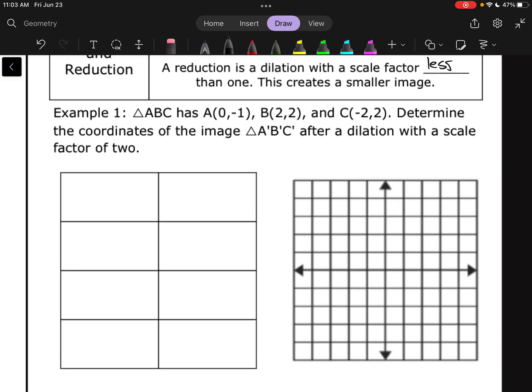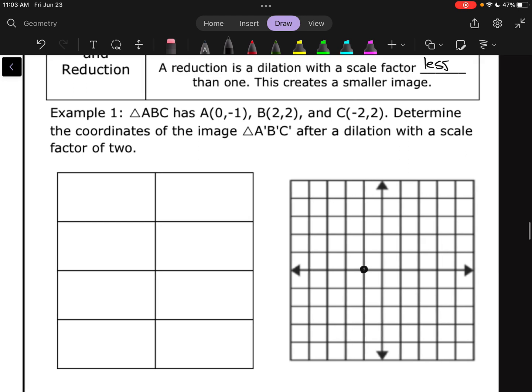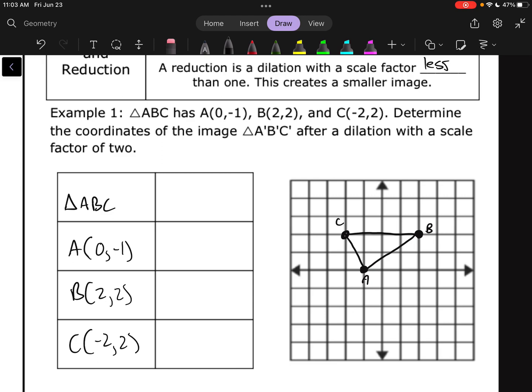Triangle ABC has A at (0, -1), B at (2, 2), and C at (-2, 2). So we've got A, B, and C. It says determine the coordinates of the image A prime, B prime, C prime after a dilation with a scale factor of 2. So we're going to start off with triangle ABC here. We have A at (0, -1), B at (2, 2), and C at (-2, 2). And we are going to try to find that image.